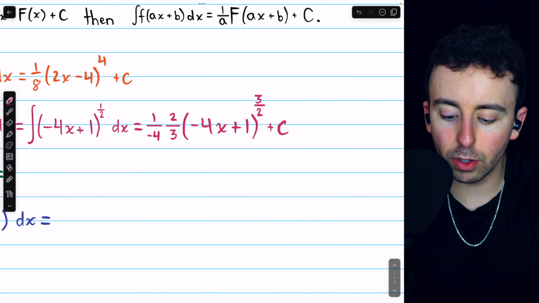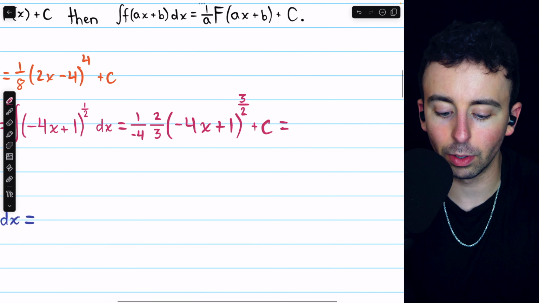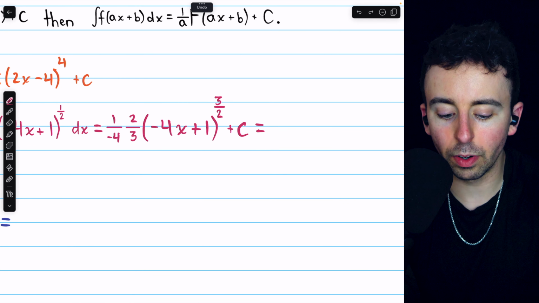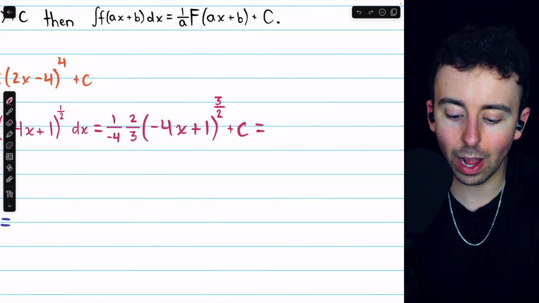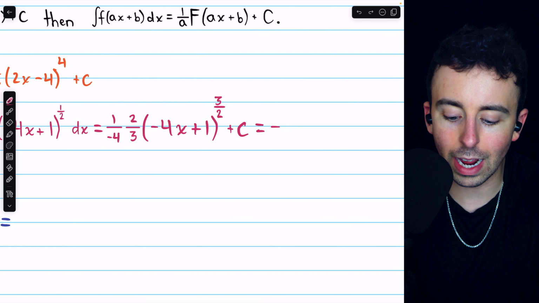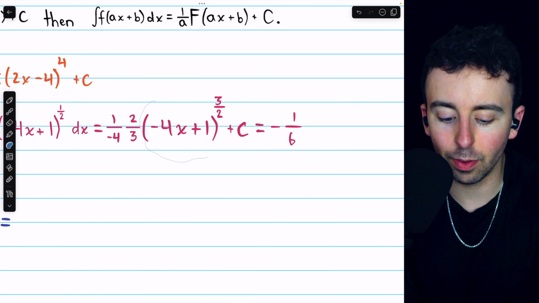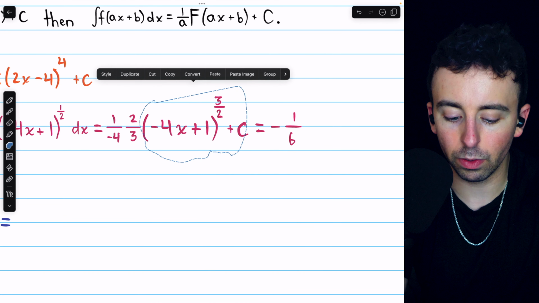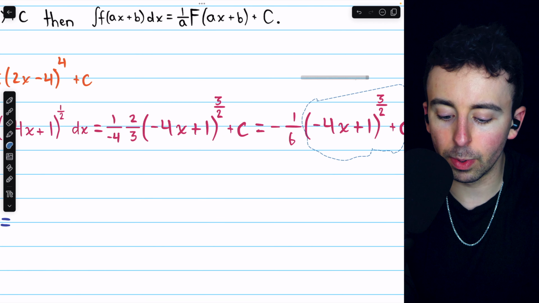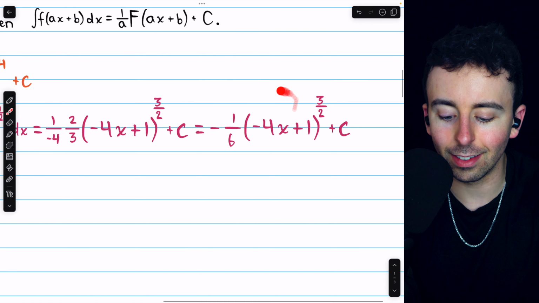Now, don't forget the arbitrary constant, and we will just simplify. 1 over negative 4 times 2 over 3 is negative 2 over 12, which we can reduce to negative 1 over 6. And then, of course, we still have negative 4x plus 1 to the power of 3 halves and our arbitrary constant. So that is the integral.